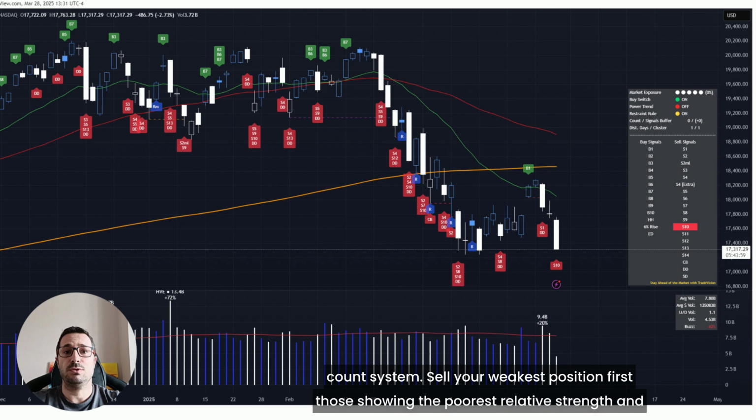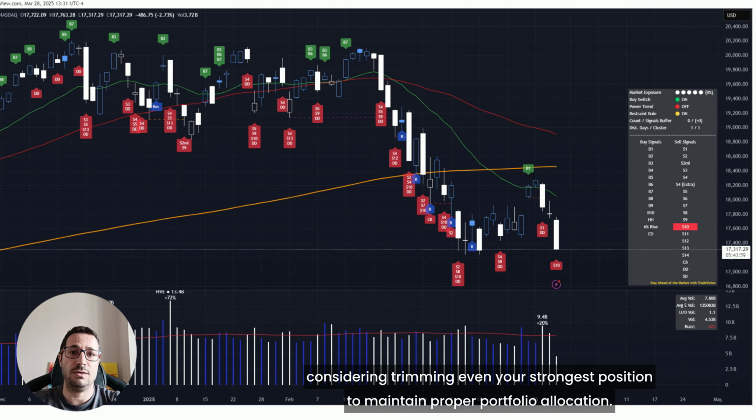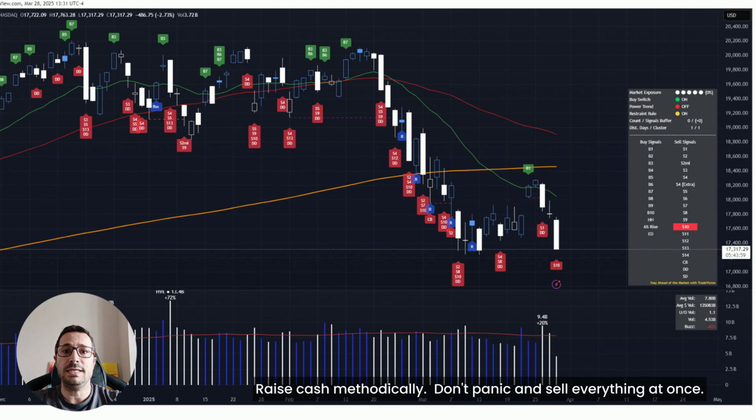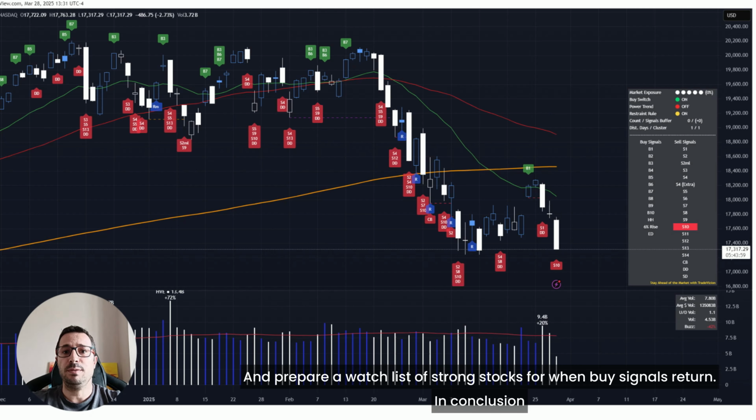When your count decreases, reduce your overall exposure according to the count system. Sell your weakest positions first, those showing the poorest relative strength, and consider trimming even your stronger positions to maintain proper portfolio allocation. Raise cash methodically, don't panic and sell everything at once. And prepare a watch list of strong stocks for when buy signals return.